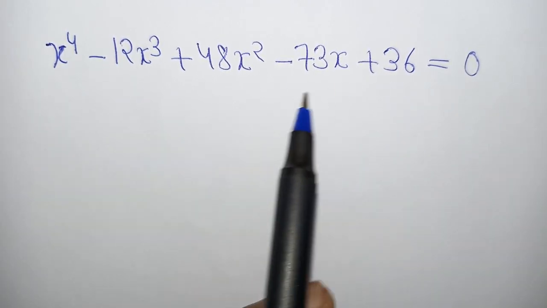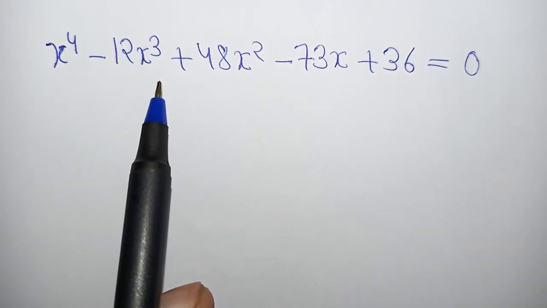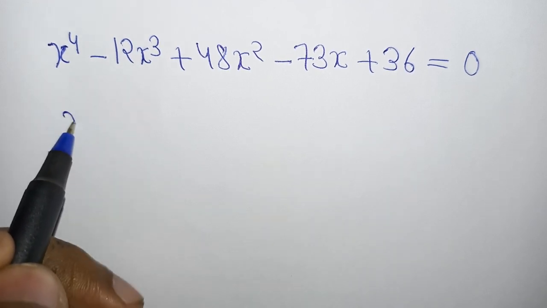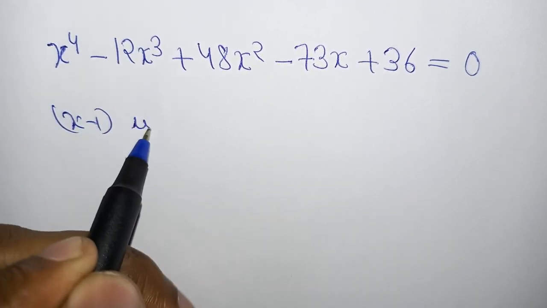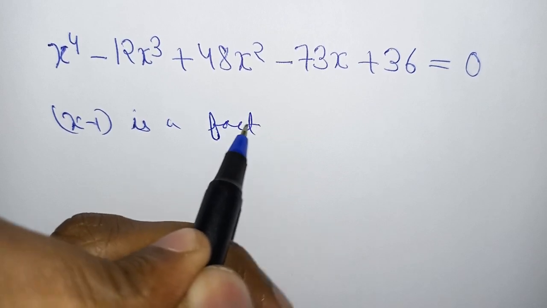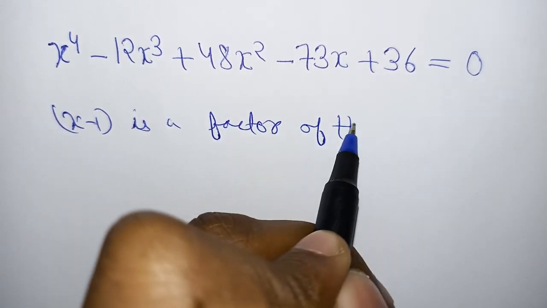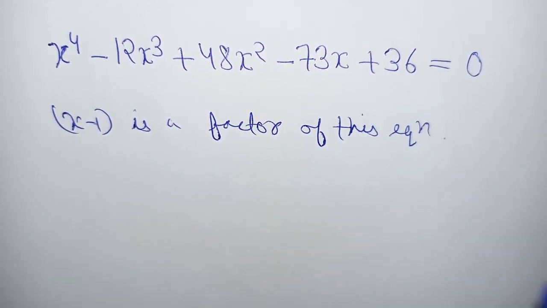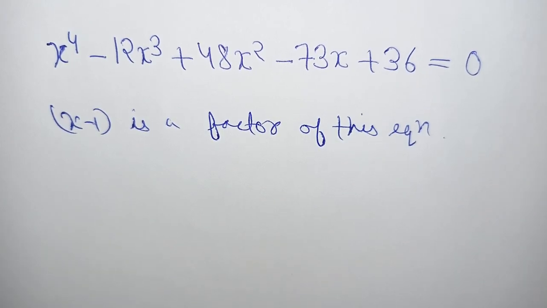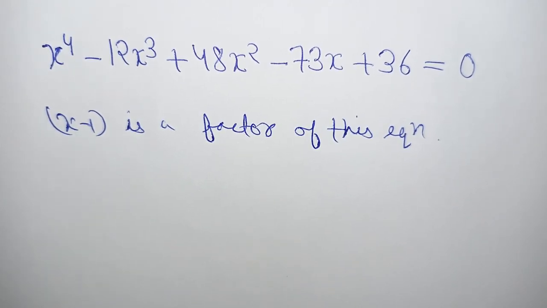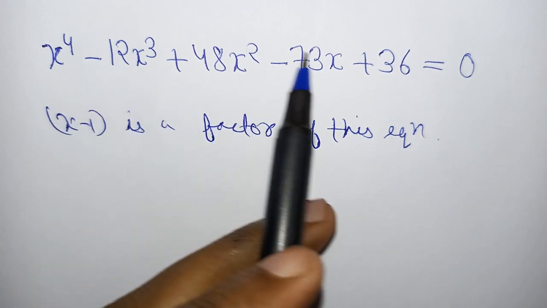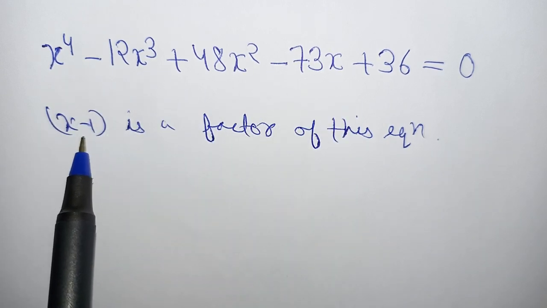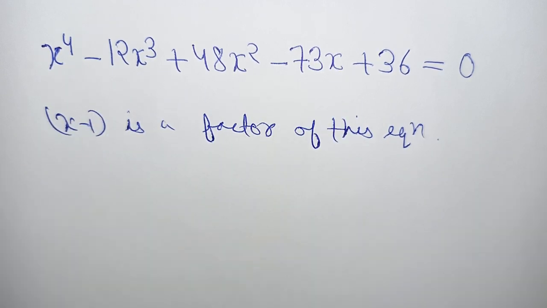Since this is the equation that we have found, and x minus 1 is a factor of this equation, what we can do now is apply a short trick. We already have a standard way, where we just divide this whole portion by x minus 1, but we are not going to do that.